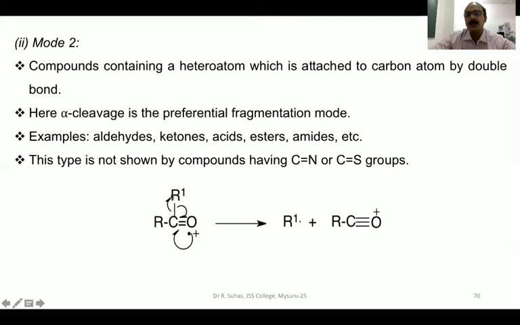One bond will be donated to R1. Here there is one more electron. This will be donated here. So C double bond O becomes C triple bond O, and the positive charge is retained by the heteroatom oxygen. This is the case of mode 2 cleavage.